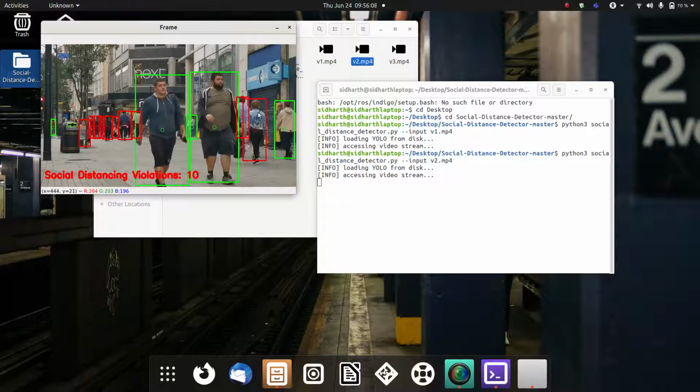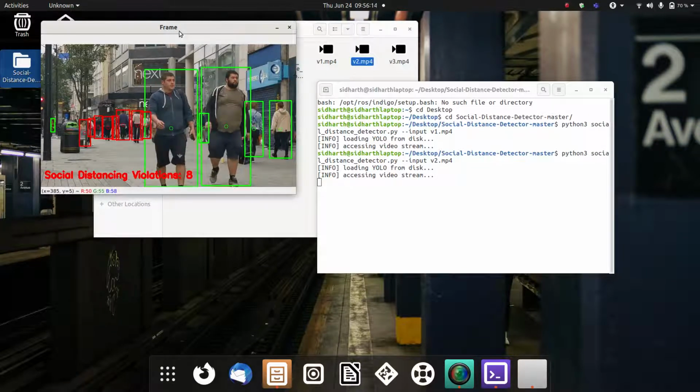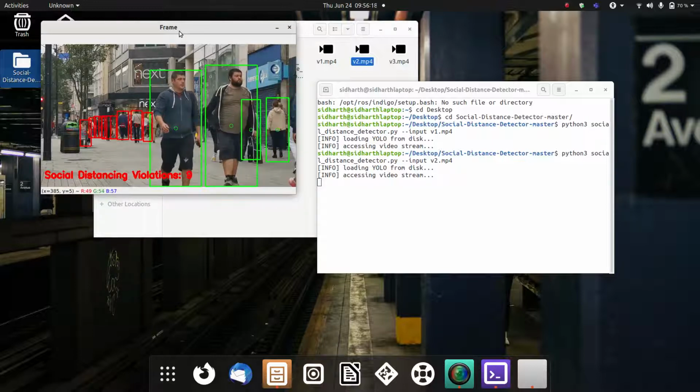Apart from that, detecting people at the front has been seen to be very effective, and in general the YOLOv3 algorithm is very fast and efficient in detecting people, as you can already see on the screen.